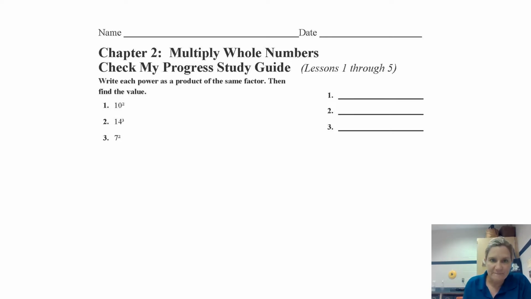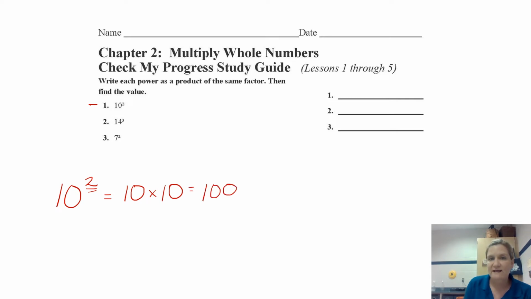Question number 1, and let me pick a color here. We're going to go with red. The question is 10 to the second power. This tells us how many times we're going to write 10 as a factor. So this is the power of 2. So that means we're going to write 10 2 times as a factor. 10 times 10, which equals 100. So the answer to question number 1 is 100.